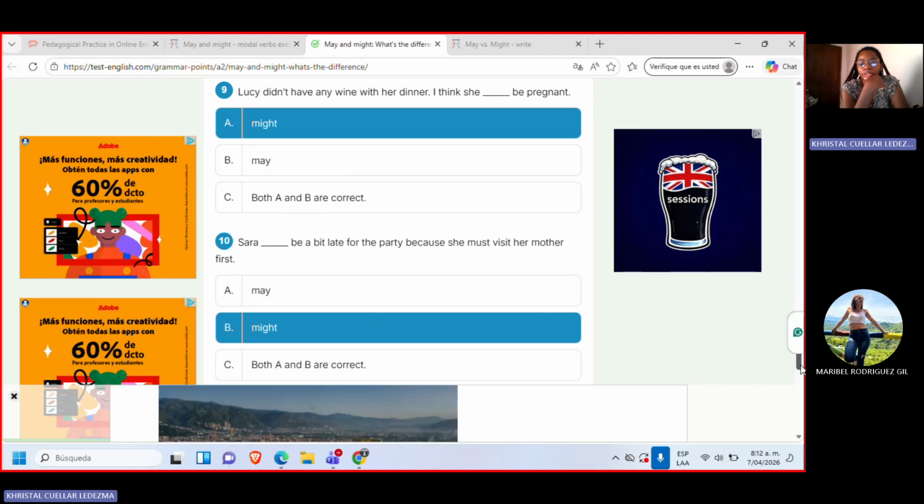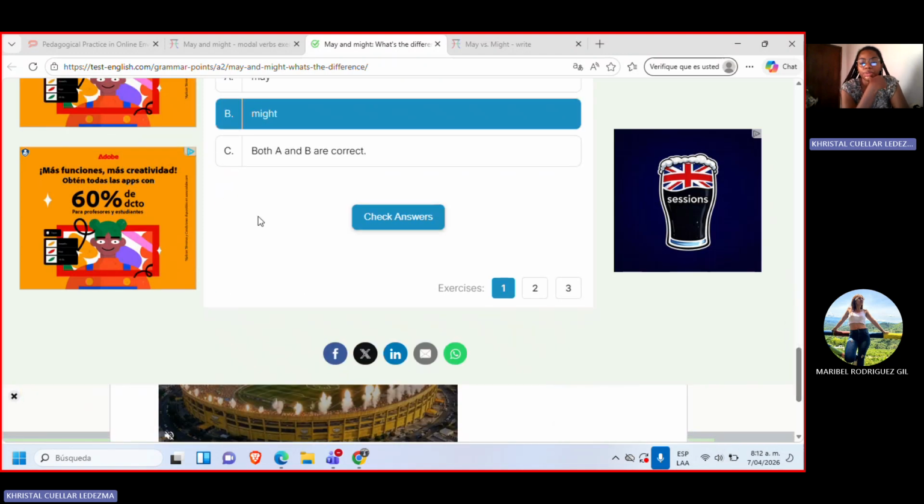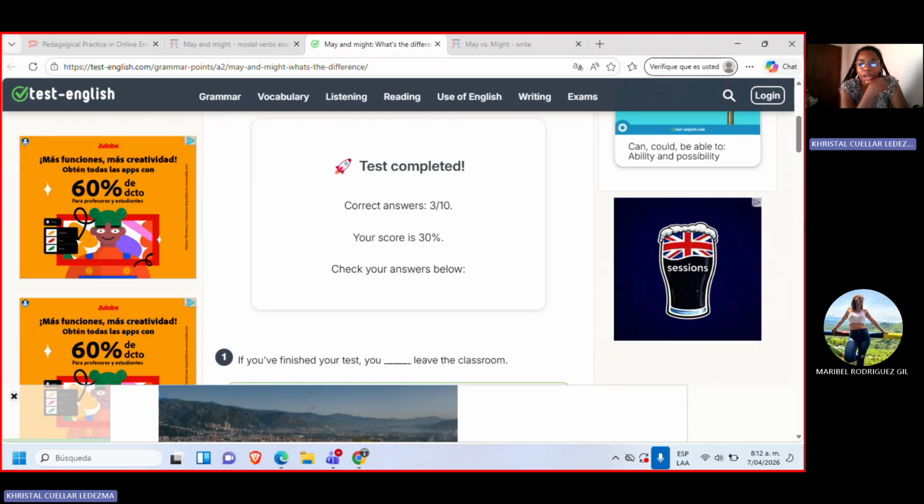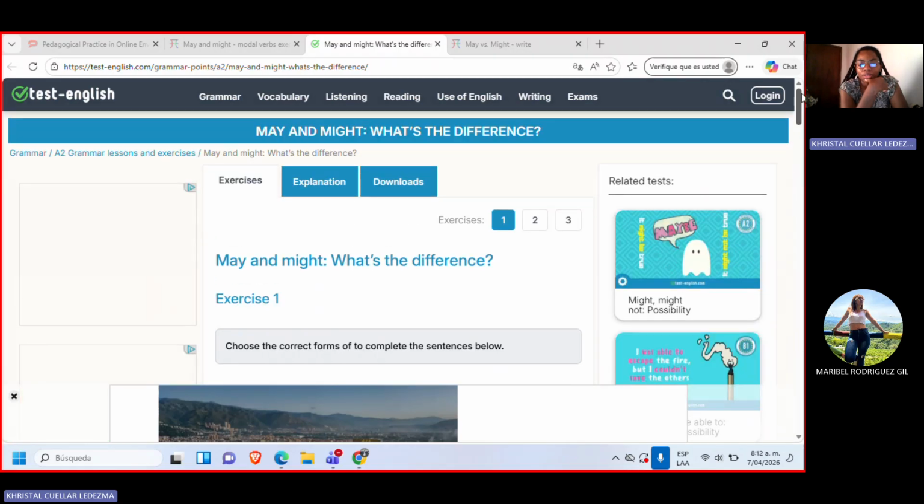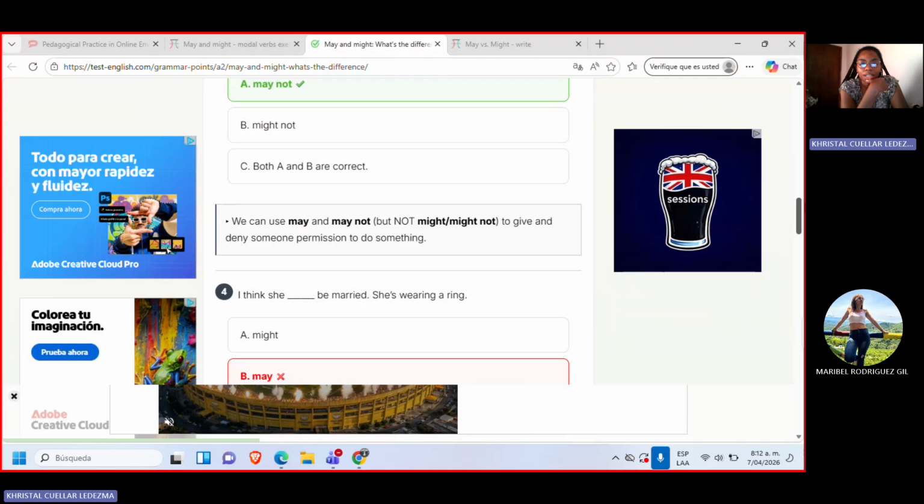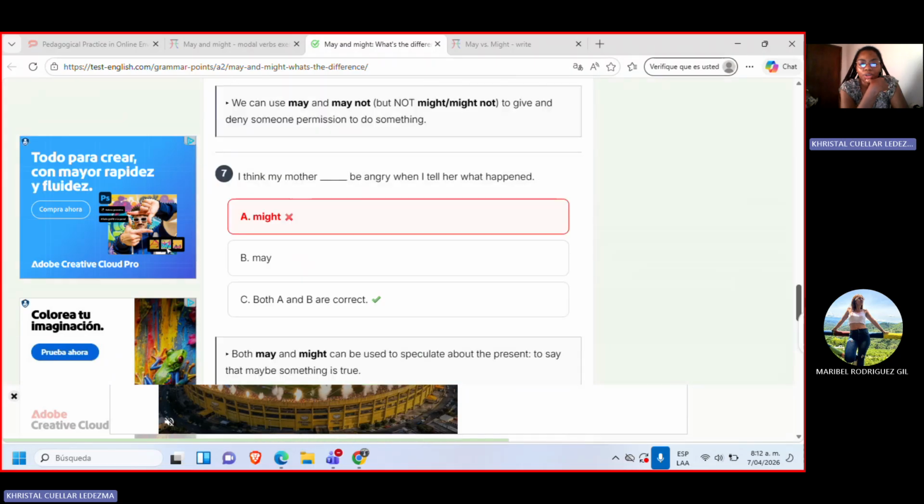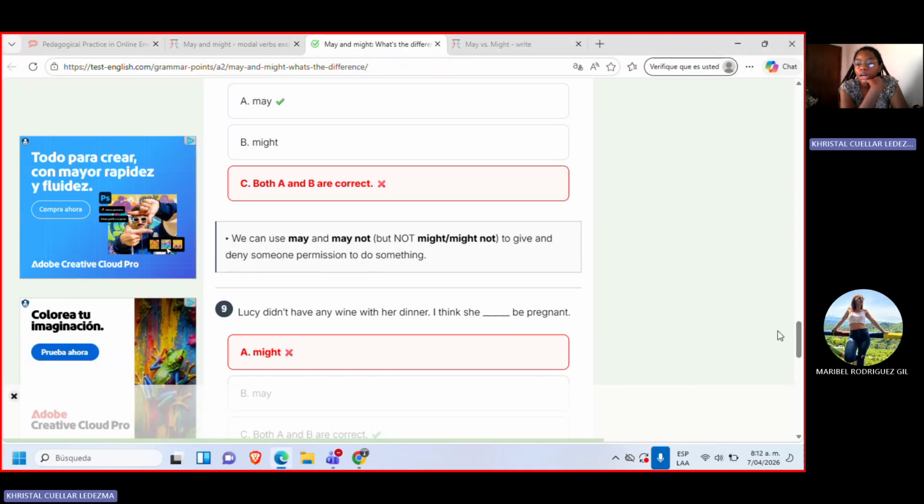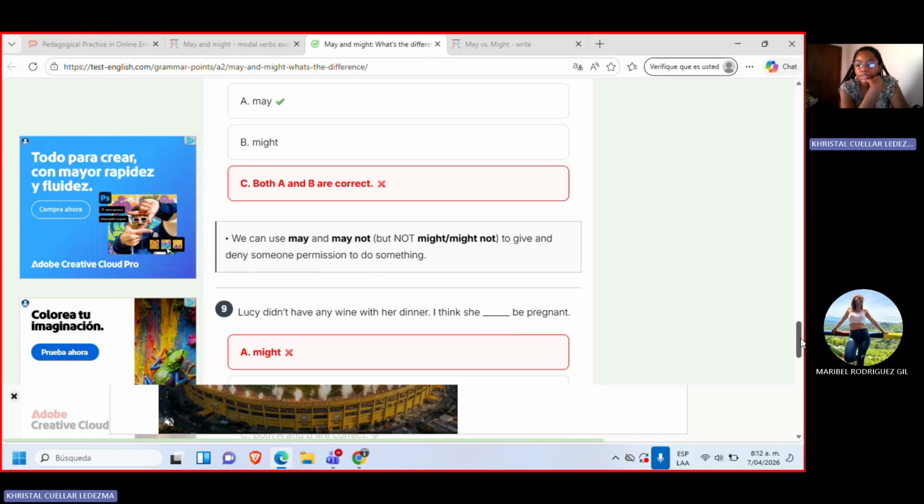Let's see. This doesn't have to be perfect. It has to be perfect for the students. 3 out of 10 are okay. Great. They can now choose the correct way. And you have the explanation here. Okay.